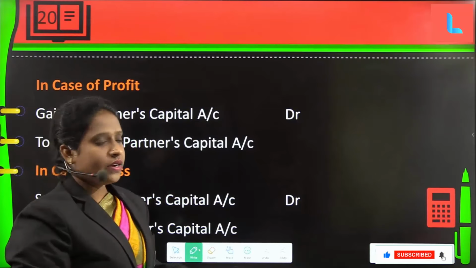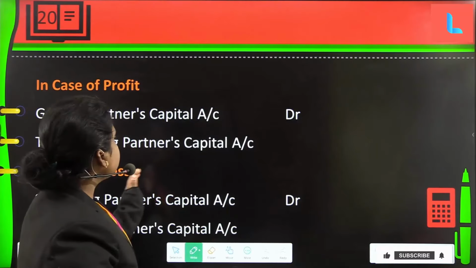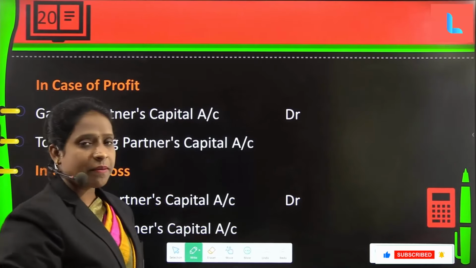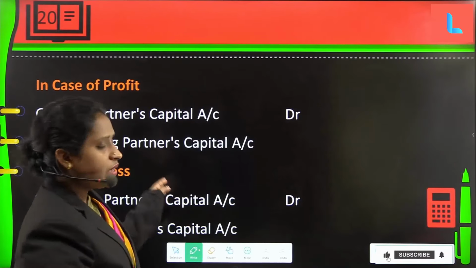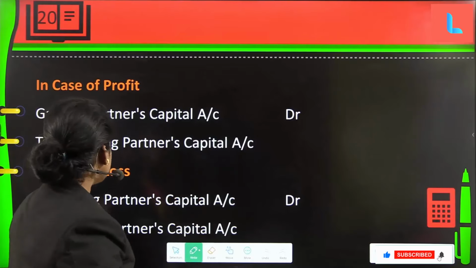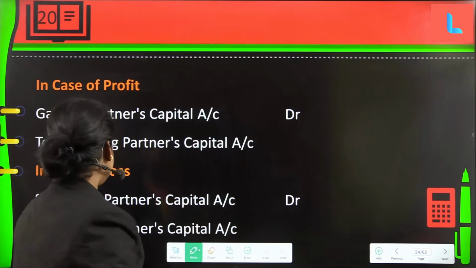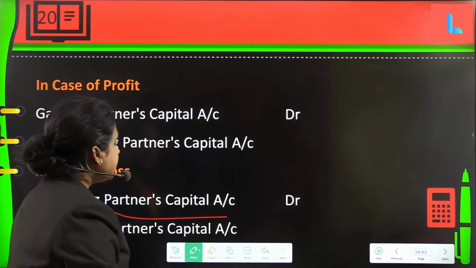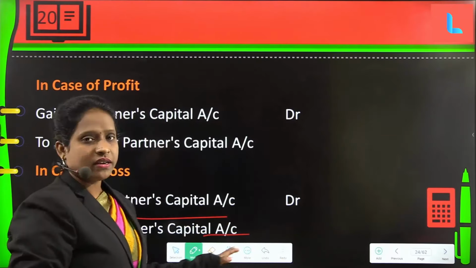In case of profit, the entry would be gaining partners' capital account debit to sacrificing partners' capital account. In case of loss, the entry would be sacrificing partners' capital account debit to gaining partners' capital account. This is the entry that we have to make.